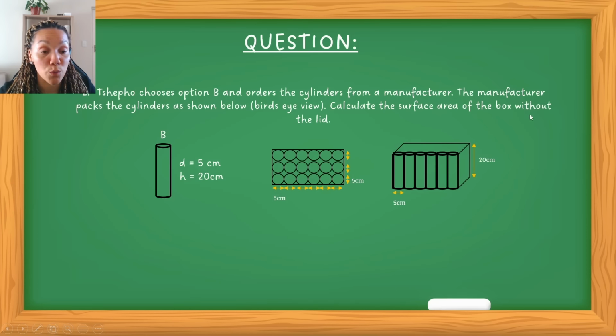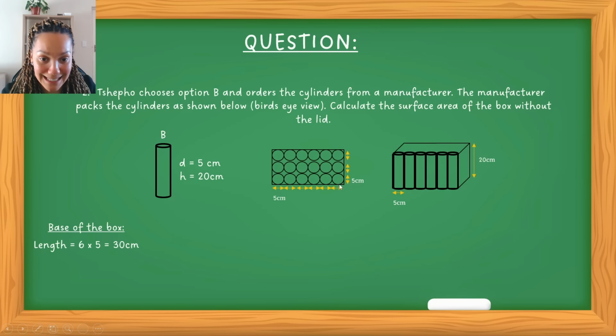Okay, so let's see how this calculation looks. We're going to look at the base of the box first. Do you see that if the diameter is 5, so from this side through the center to that side, that's 5. If I place these all perfectly next to each other, that means I've got 5 multiplied by 6. That means the width of this box, or you can say the length of this box, is 30 centimeters.